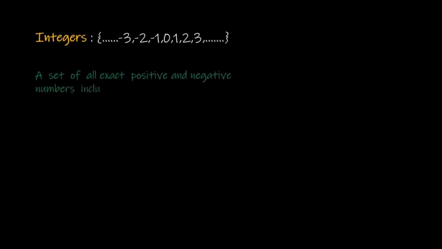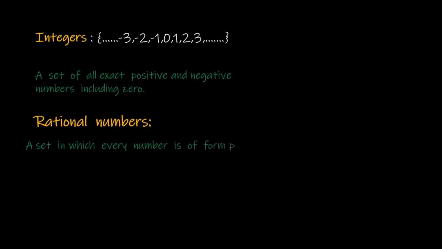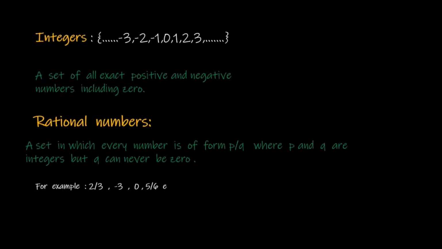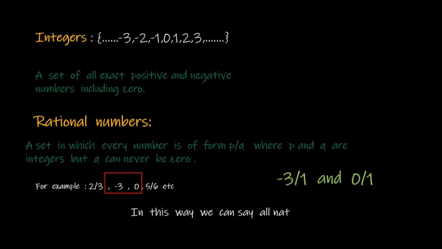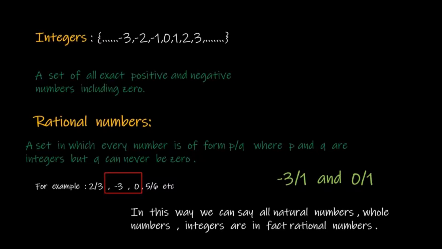Next on the list of real numbers is integers, which is actually a set of exact positive and exact negative numbers, but including 0 also. Then come the rational numbers, a set in which every number can be put in the form of p by q, where p and q are integers, but q can never be 0. For example, 2 by 3, minus 3, 0, 5 by 6, etc. These two numbers, minus 3 and 0, are rational numbers because they can be represented in the form of minus 3 by 1 and 0 by 1. In this way, we can say that all the natural numbers, whole numbers, and integers are in fact rational numbers.